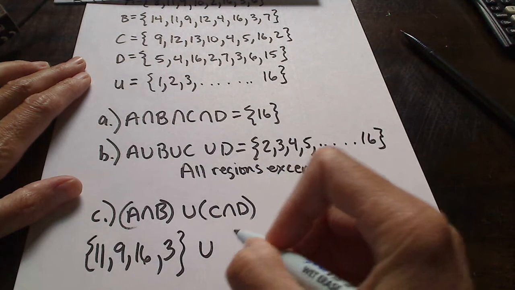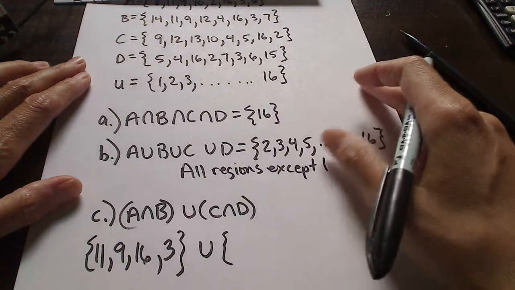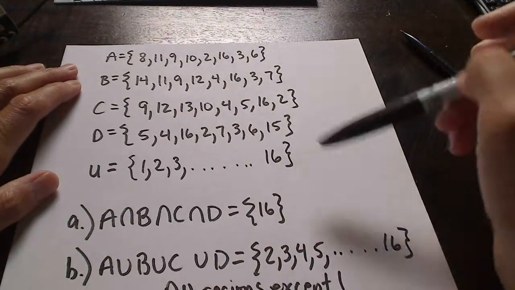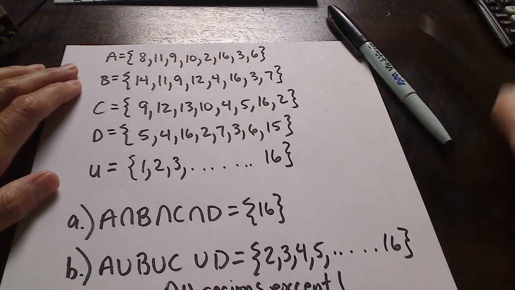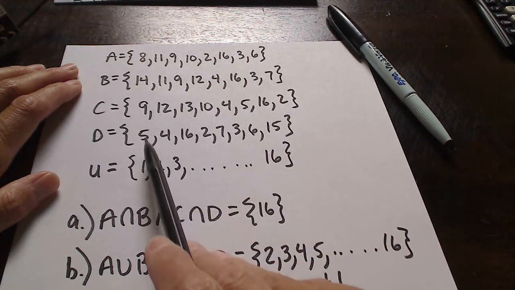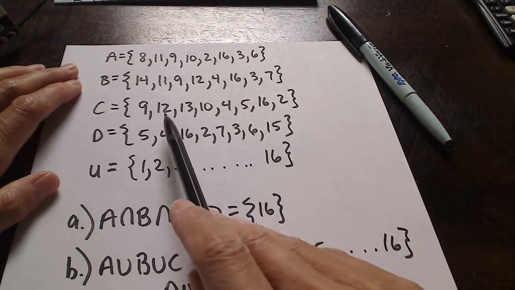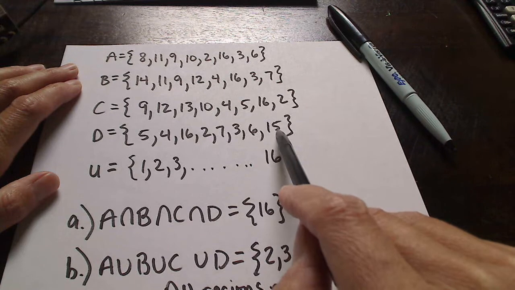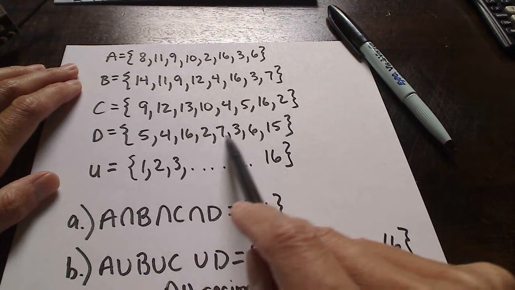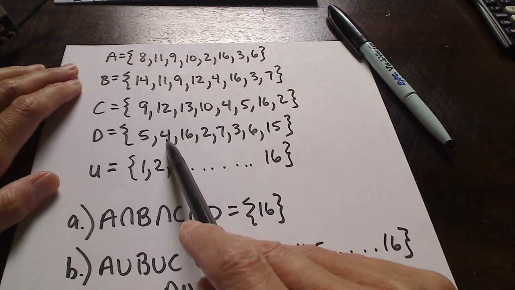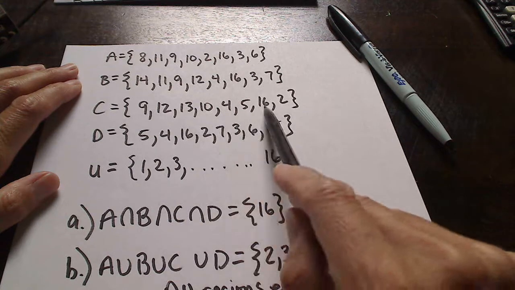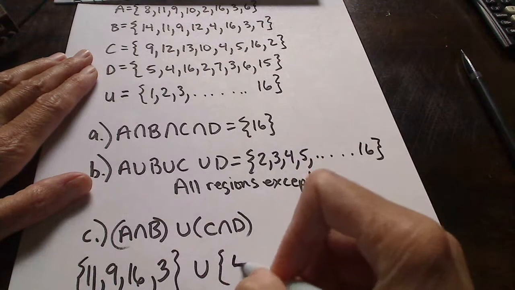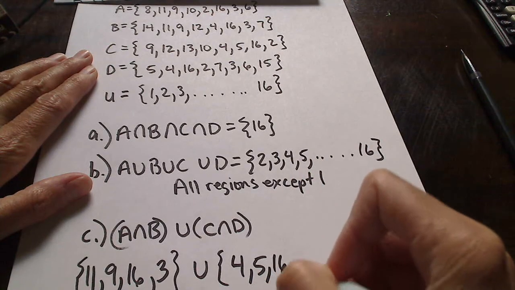Okay, we're going to take that and we're going to union that with the set of the intersection for C and D. So if we compare C and D and look at the intersection there, what do they share in common? Do they share a 9? No. A 12? No. 13? No. 10? No. They do share a 4. They do share a 5. They do share a 16, and they do share a 2. So it's actually those last 4 there. So 4, 5, 16, and 2.